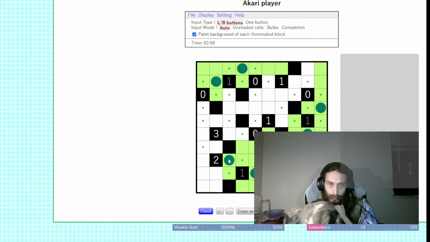Oh, and the 0 just to the right and up a little bit from where you are right now. If you look above it, well, yeah, that. Both of those have to be lights.